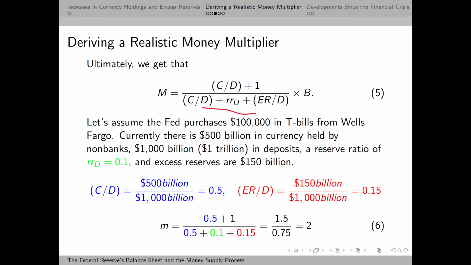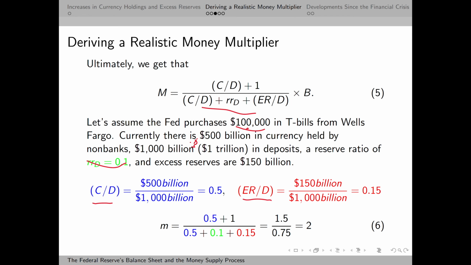We need to calculate the currency to deposits ratio and the excess reserves to deposits ratio. We get a currency to deposits ratio of 0.5 and an excess reserves to deposit ratio of 0.15. Everything else is the exact same as what we derived in chapter 14.2. We still have $100,000 in T-bills and a required reserve ratio of 0.1. The only difference is that we now stipulated what is being held by non-banks and in bank reserves. But by just adding these facts in, we get a radically different number for the money multiplier.